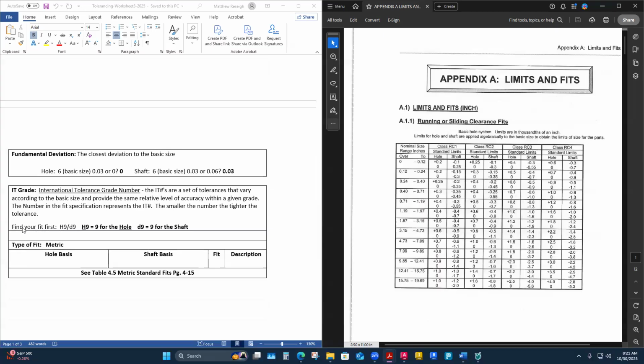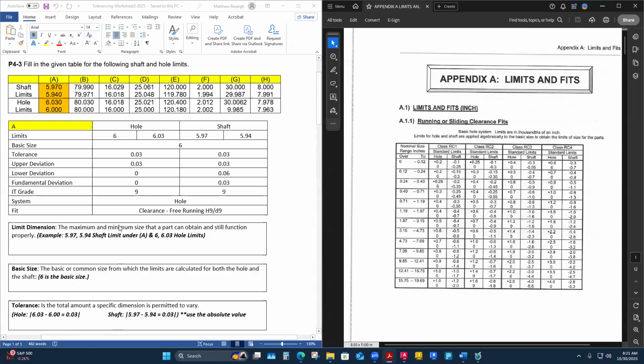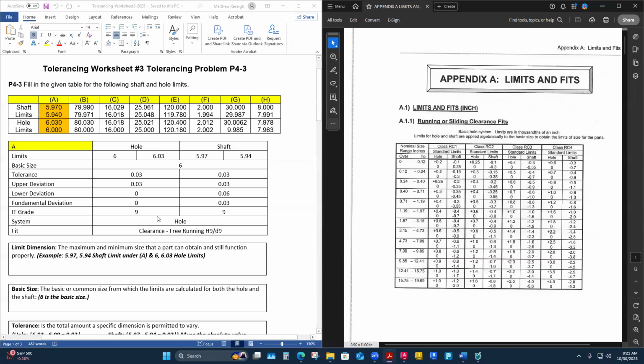So what I'm going to do is find my fit first, and I'll show you how they determined that this was the fit for here. We would have had nothing filled out here. I should flip these two rows and look for your fit first, and then the IT grade will come naturally, because it's based off the fit.